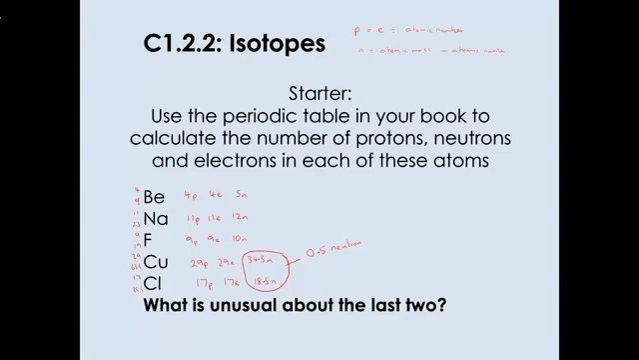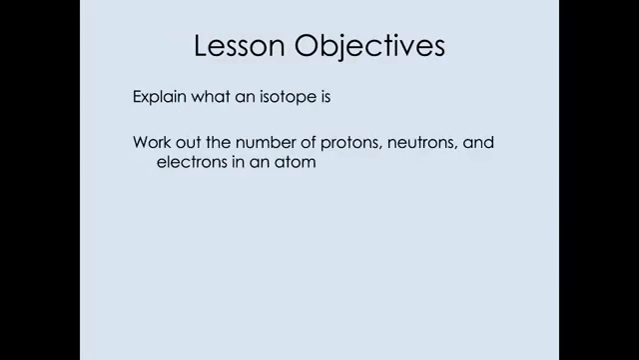So how do we explain these numbers being different? And this is what today's lesson is. So we're going to learn about isotopes, and that explains why we sometimes have these numbers that are not whole numbers in the periodic table. So our learning objectives are to explain what an isotope is and do a bit of revision of working out the number of protons, neutrons, and electrons in an atom.